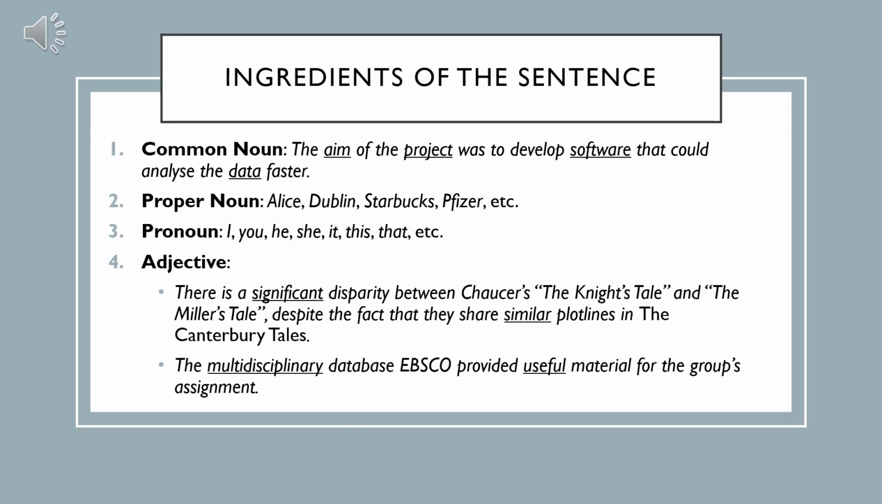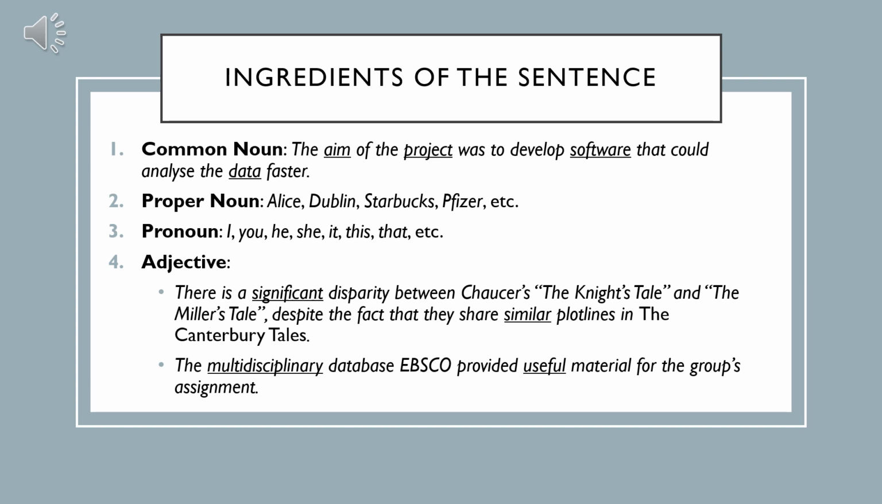Our first ingredient is the common noun. This word is the person, place, or thing that is doing or being something. I'll repeat that again. This is the person, place, or thing in the sentence that is doing something or being something. For example, the aim of the project was to develop software that could analyze the data faster. Aim, project, software, and data are all things. As such, these are the common nouns of this sentence.